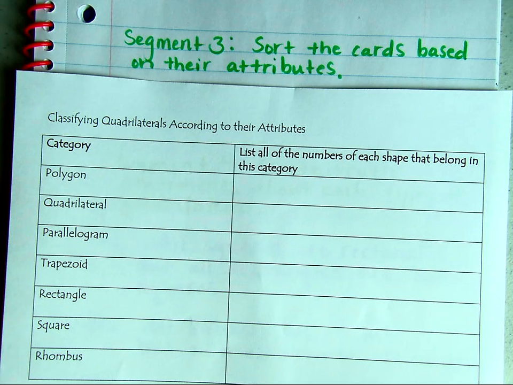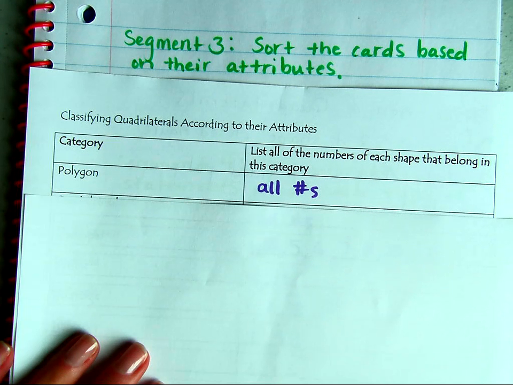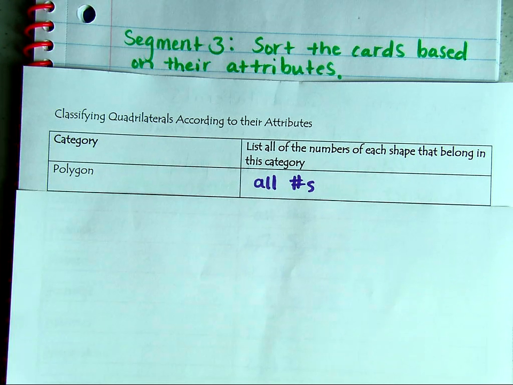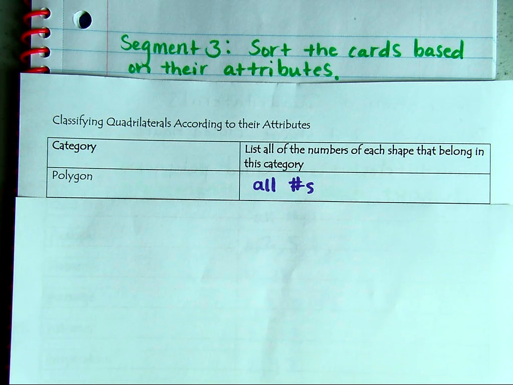The next category I want you to create will be the quadrilaterals. So please sort through all of your cards and find all of the quadrilaterals. Okay, just as you discovered that all of the numbers are polygons, all of these shapes are also quadrilaterals because they each have 4 sides.